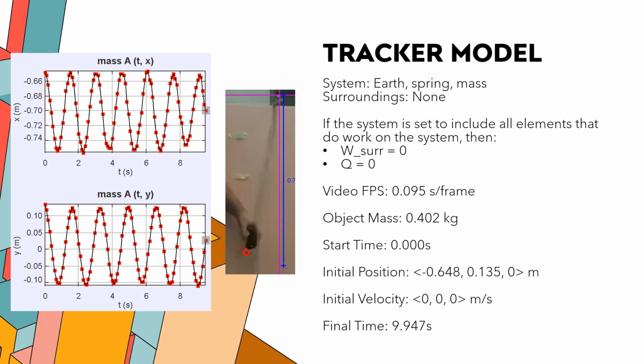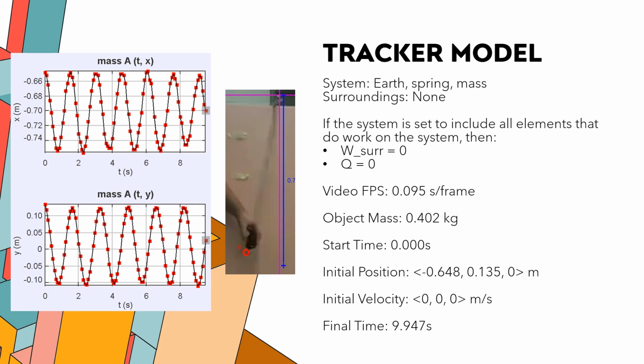The video frames per second is 0.095 frames per second. The object mass from the pre-lecture video was 4.02 kilograms. The start time was 0. The initial position is as follows, and the initial velocity is 0. The final time, or the amount of time this video ran, is 9.947 seconds.